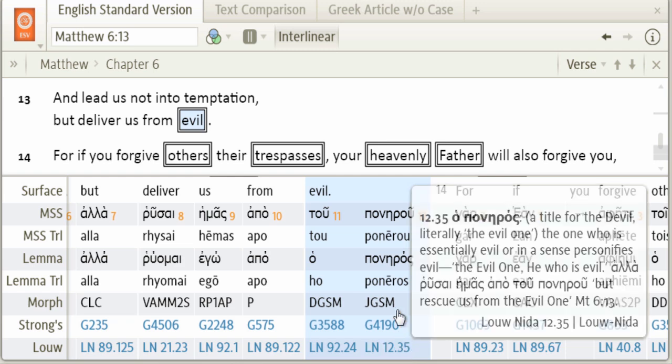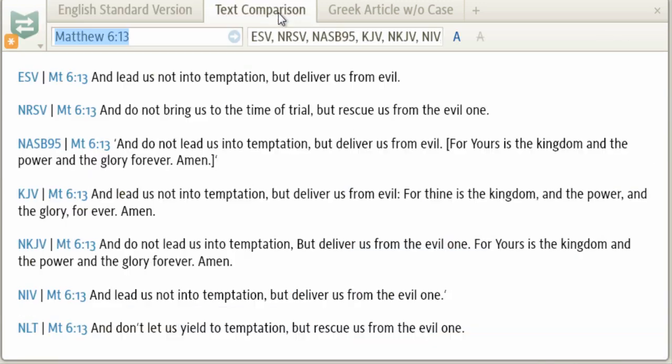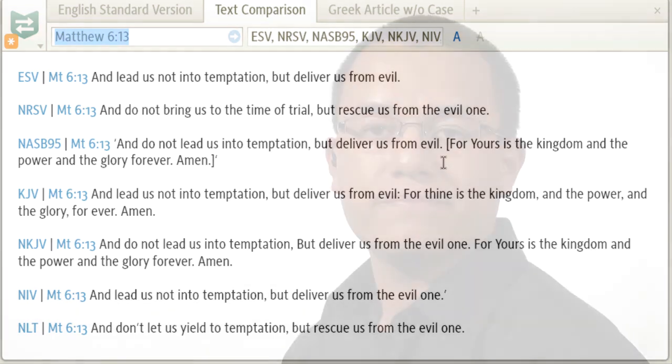And we can see this also in the text comparison between the different translations. The ESV taking it in a general sense, and the NRSV taking it as the evil one, and all the way down. And this is really the value of the text comparison tool, because even without consulting the Greek or looking for articles or turning on visual filters, you can see if there's a point of disagreement among the translations that might show you where to start digging and what tools to start using.